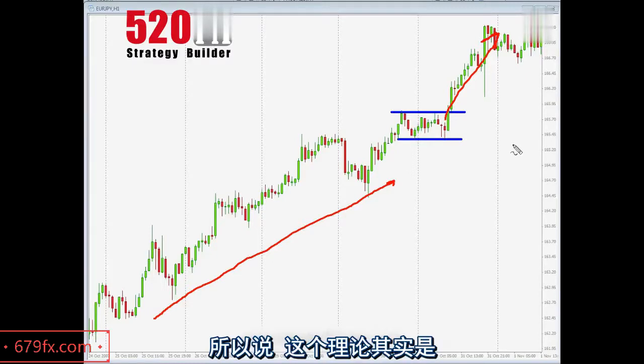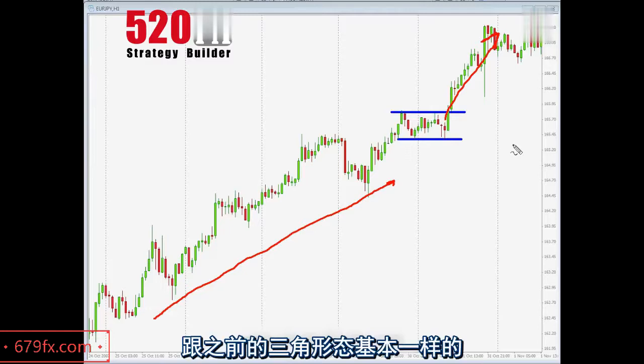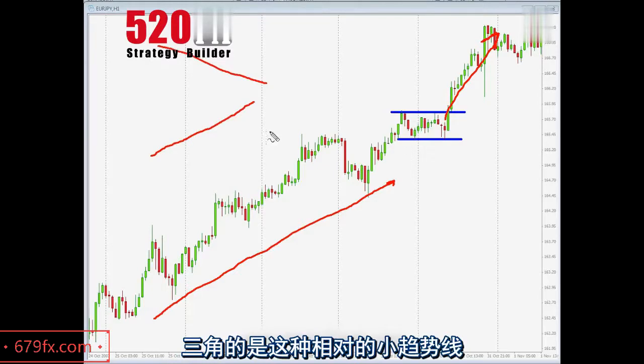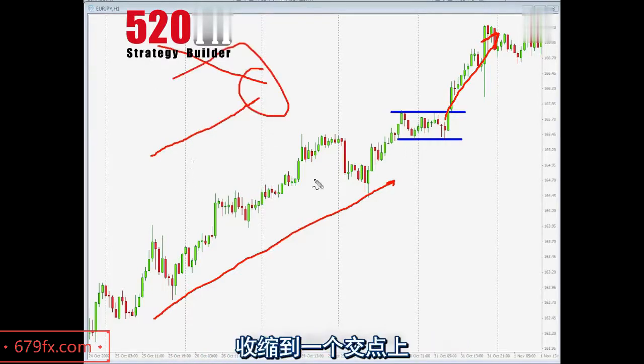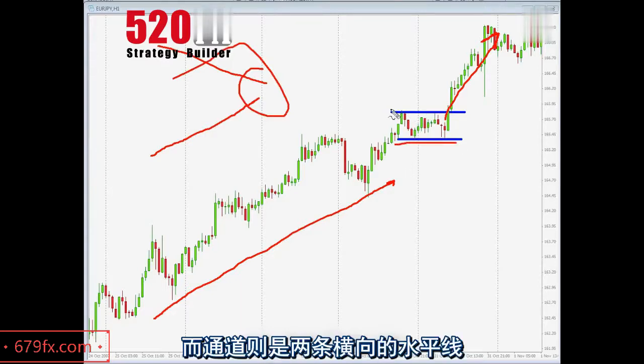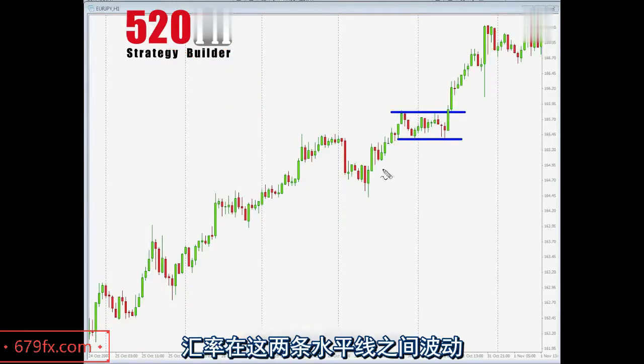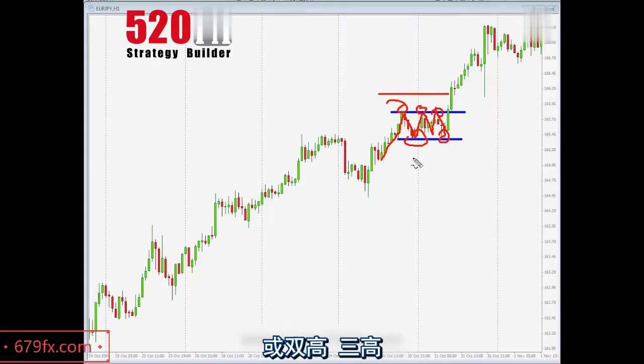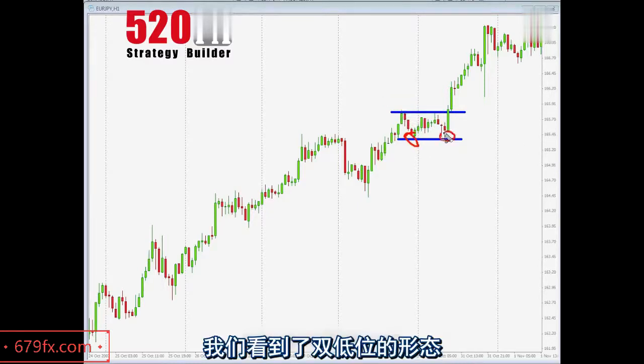As you can see, it's the same principle, the same theory as we saw with the triangles. It's just that the range, as opposed to the triangle, which was basically two opposite trend lines meant to clash at the vertex, is made of two sideways horizontal lines entrapping price. Price bounces within those two horizontal lines, perhaps making a double or triple top at the range top, and a double or triple bottom at the range bottom. In this case we have a double bottom right there, and a double top.